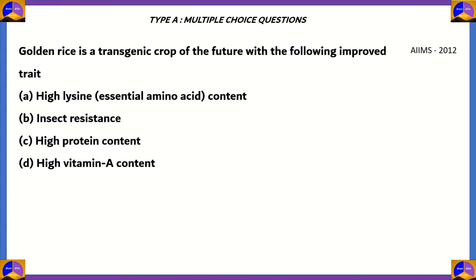Let's look at this question. Golden rice is a transgenic crop of the future with the following improved trait. So we have 4 traits here: high lysine content, insect resistance, high protein content, high vitamin A content. So if you look at option A, high lysine content is usually found in corn. So you make genetically modified corn with high lysine content, but not rice. So option A is incorrect.